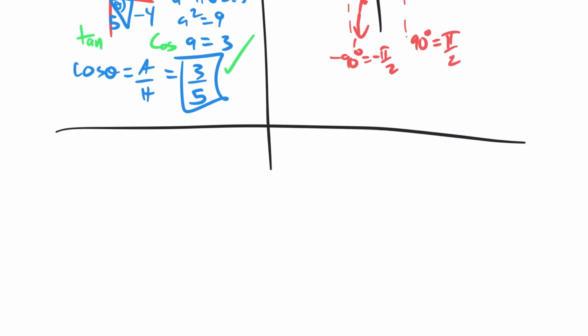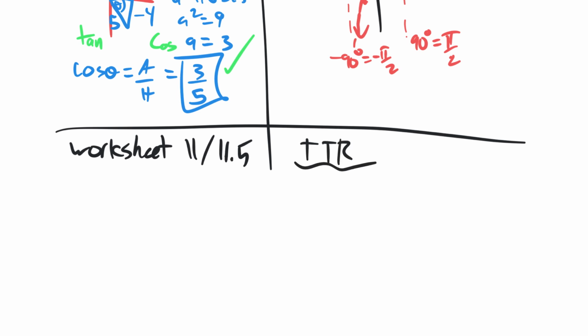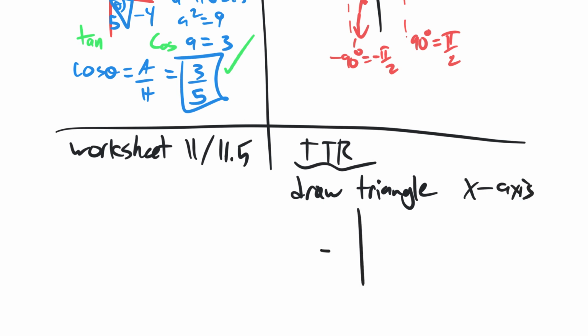Okay, so for some extra practice, you can look at worksheet 11 and 11.5. And some things to remember. Definitely when you're drawing that diagram, there's a few things to remember. You always want to draw the triangle on the x-axis. So if you were looking at the 4 different options, right? Triangle here, triangle here, triangle here, triangle here. Always draw it along that x-axis. Sorry, the last triangle looked a little bit bad. There we go. So that's one thing to remember.